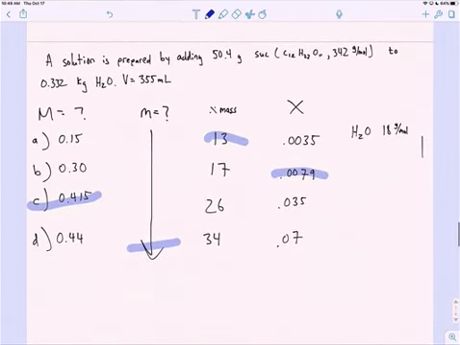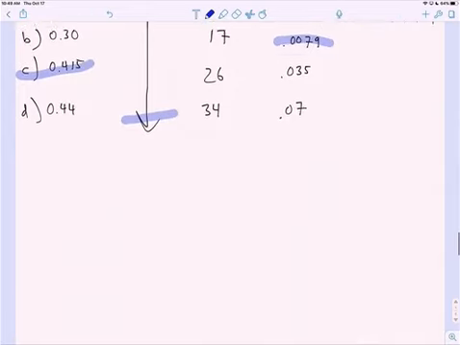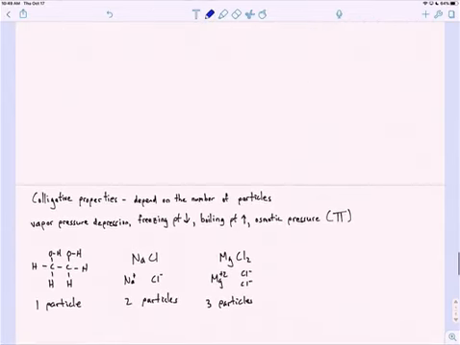If you want to try this out on your own, you can try it using this: a solution prepared by adding 50.4 grams of sucrose to 0.332 kilograms of water. So you can try that out.